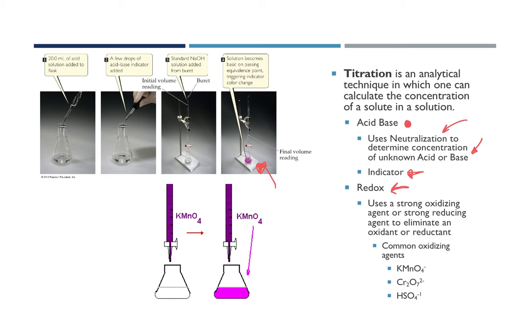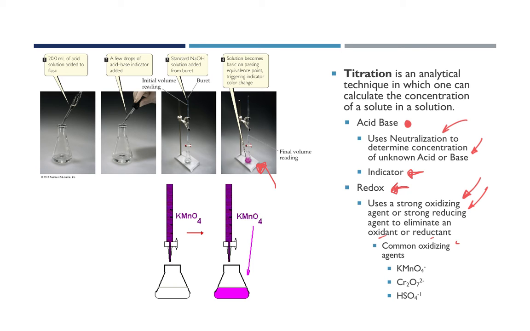We'll do a lot more of this in our next unit, but in this unit we're going to focus on redox titrations. In a redox titration, you use a strong oxidizing agent or a strong reducing agent to eliminate an oxidant or a reductant. So you know the molarity of something that's going to oxidize another chemical. You can then use that molarity and the volume of that chemical to figure out the concentration of an unknown.